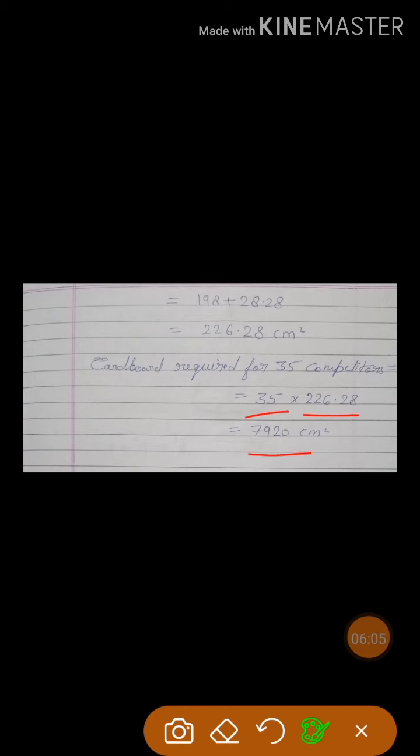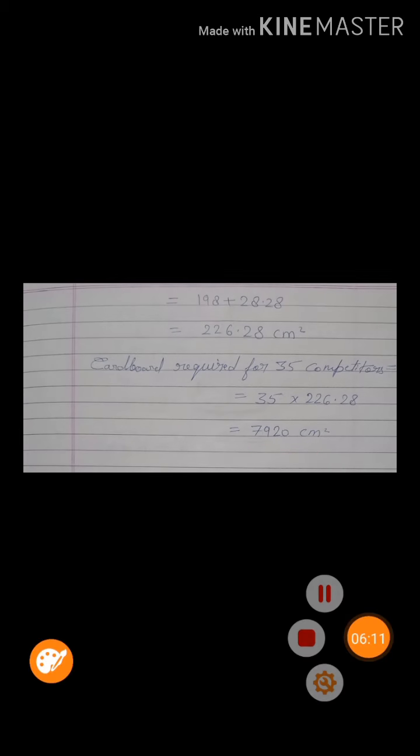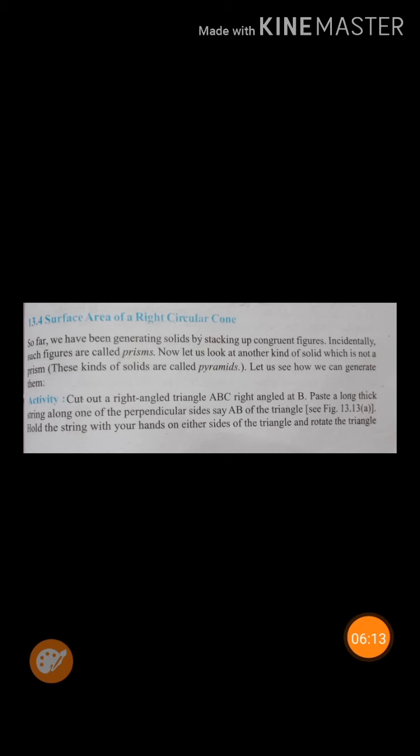We shall get the answer: 7920 centimeter square cardboard will be required in total. Now come to the next topic, surface area of a right circular cone.